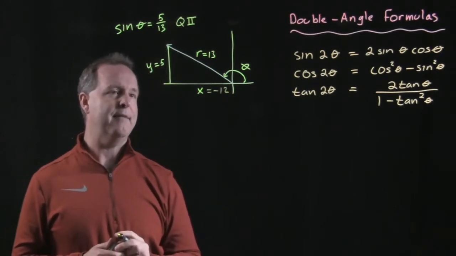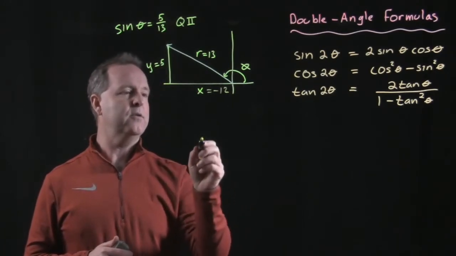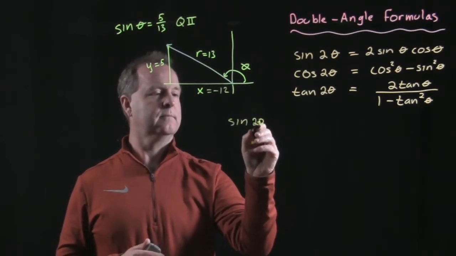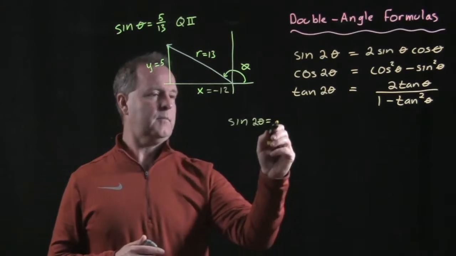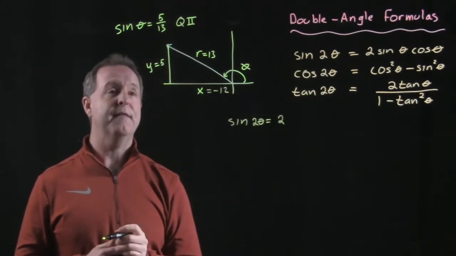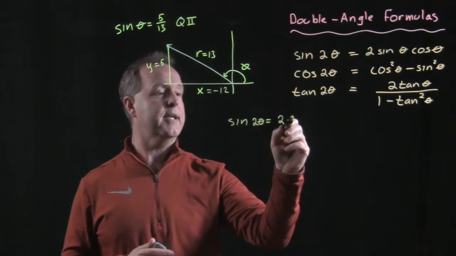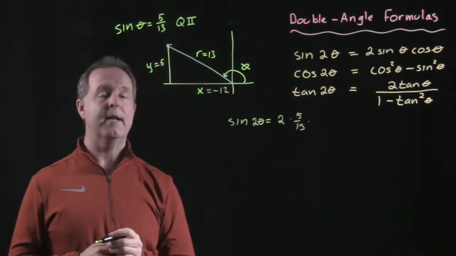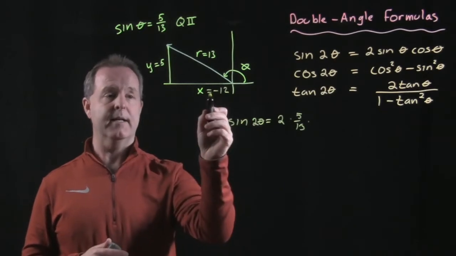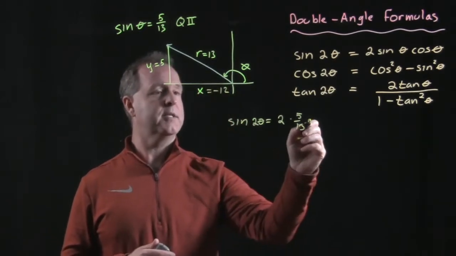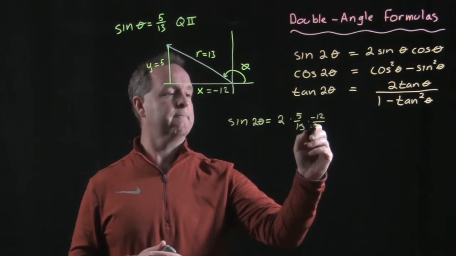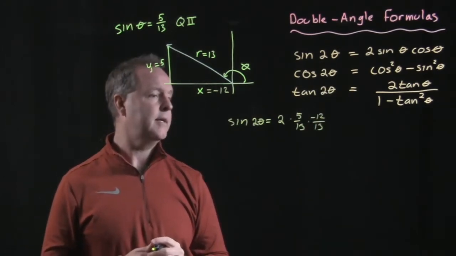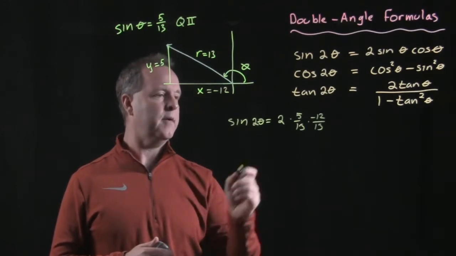All right, so now I think I have all the information I need to find the sine of 2 theta. That's going to equal 2 times the sine of theta, which we already have as 5/13, times the cosine of theta. Cosine of theta is adjacent over hypotenuse, which is negative 12/13. And from there, it's a matter of just plugging away.